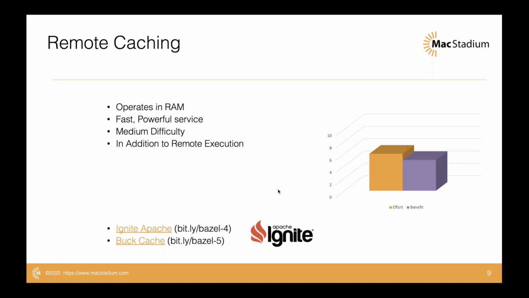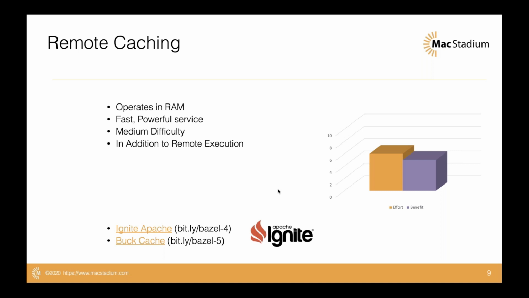Remote caching, remote RAM-based caching, is beneficial. It's much easier than remote execution. You're not going to get quite as much benefit. There's a couple non-Bazel projects that I've referenced here as examples of working remote caching. It's a good add-on. It is in addition to remote execution. You can do both remote execution and remote caching at the same time.